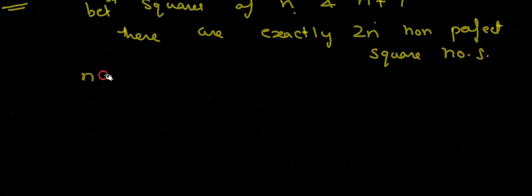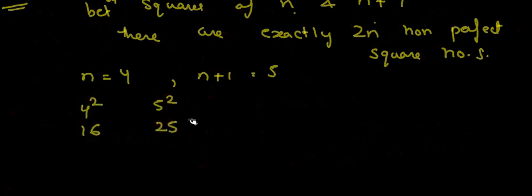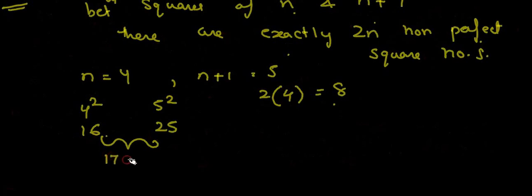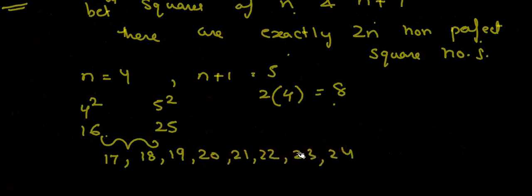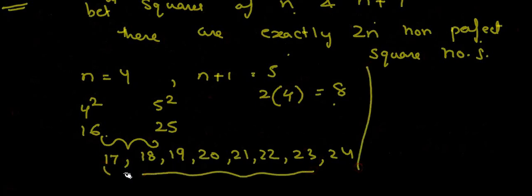For example, if n is 4, n plus 1 will be 5. Then according to this property, consider the squares of n and n plus 1. 4 squared is 16, 5 squared is 25. According to this property, there are exactly 2n, which in this case is 2 multiplied by 4, so exactly 8 numbers which are not perfect squares. Between 16 and 25 we have 17, 18, 19, 20, 21, 22, 23, 24. We can count 1, 2, 3, 4, 5, 6, 7, 8. There are 8 non-perfect square numbers.